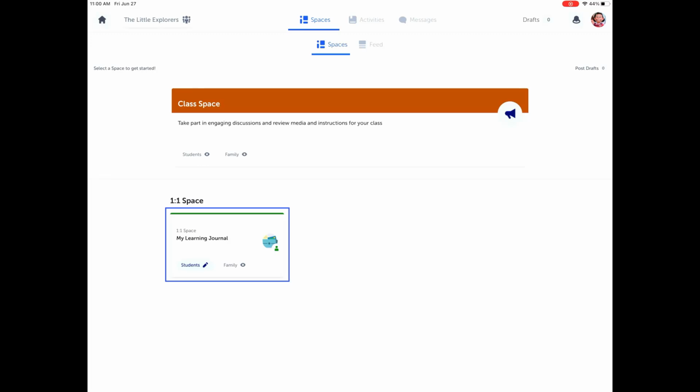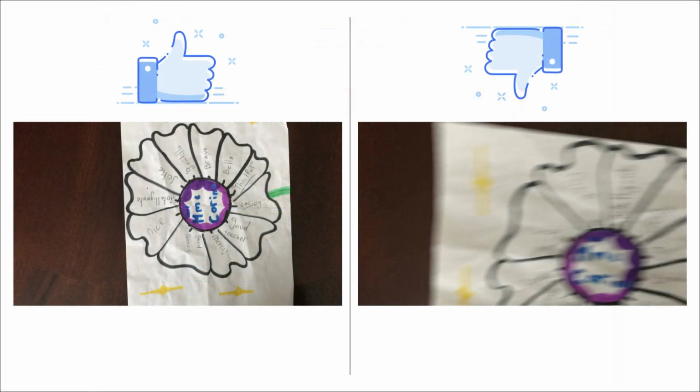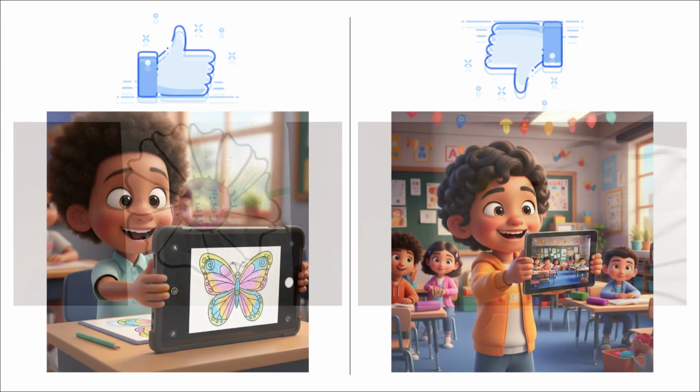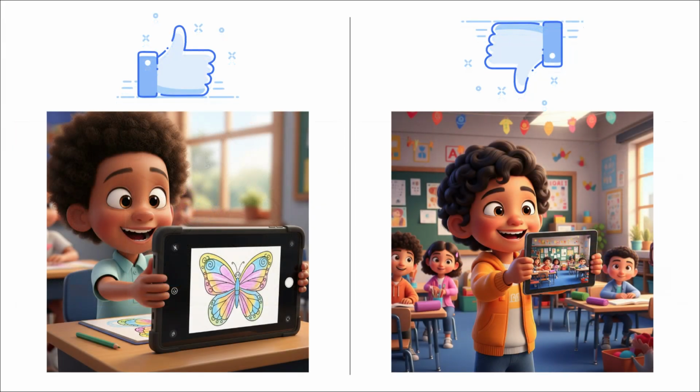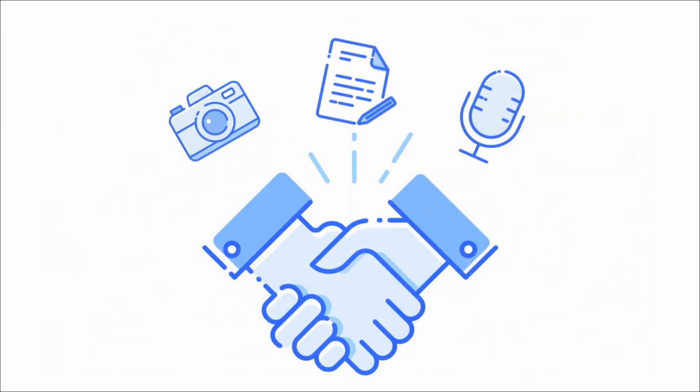Ready to post something you're proud of? Let's learn how to share your learning. Before we post, let's go over a few tips to help you be a great SpacesEDU user. Take a clear picture. Make sure your work is in the middle, easy to see. Only share your own work or face. Don't post pictures or videos of your classmates unless your teacher says it's okay. And finally, always use kind words when you write or record. Got it? Great, let's keep going.